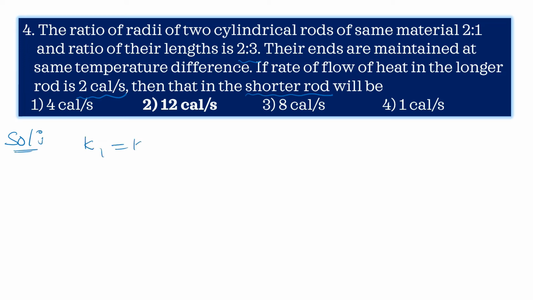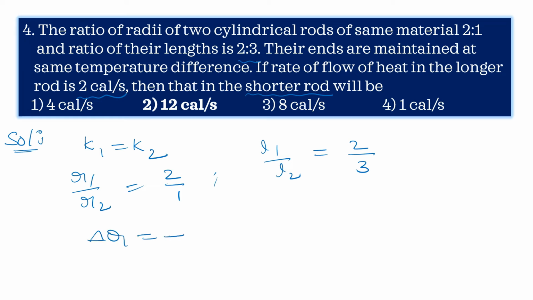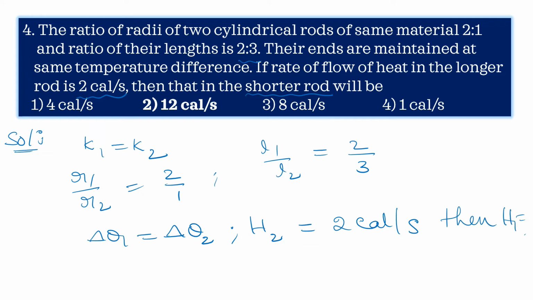K1 is equal to K2. R1 by R2 is given as 2:1 and L1 by L2, the ratio of lengths, is 2:3, and they are maintaining the same temperature difference. Delta theta 1 is equal to delta theta 2. So H2 is given as 2 calorie per second. Then we have to calculate H1, the rate of flow of heat in the shorter rod.